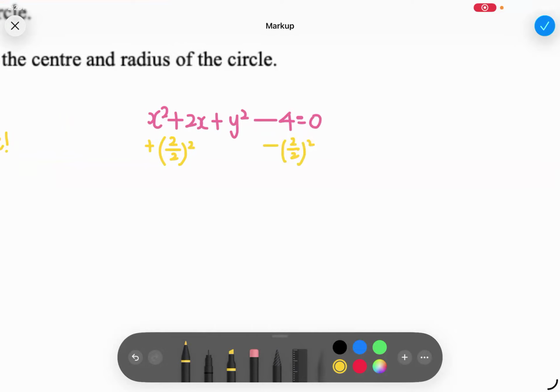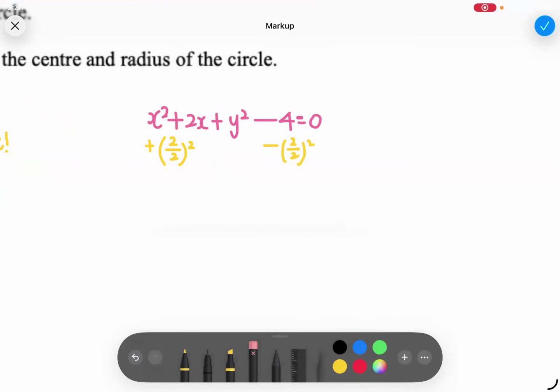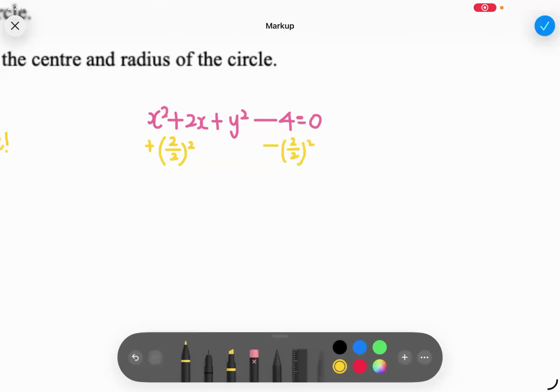For the y, it's just 0 over 2 squared, so nothing to do from here. You can just ignore it. Then when we further simplify, this side will become x plus 1 squared plus y squared, 4 minus, so this one is minus 3. Then we have x plus 1 squared plus y squared equals to 3.